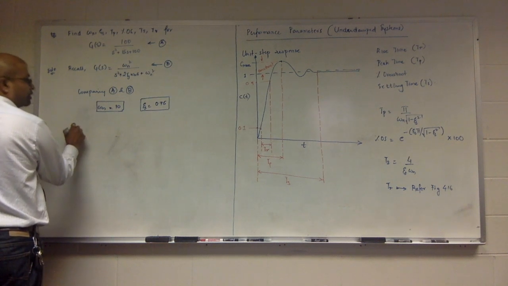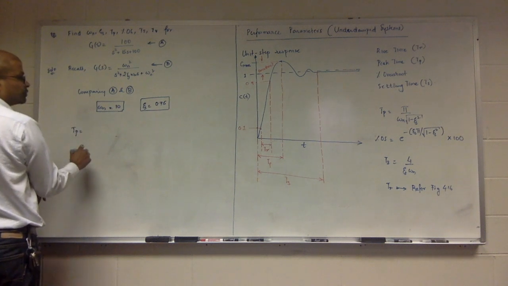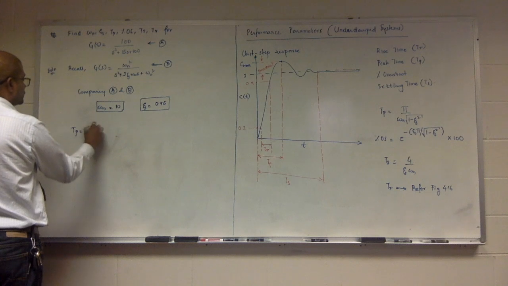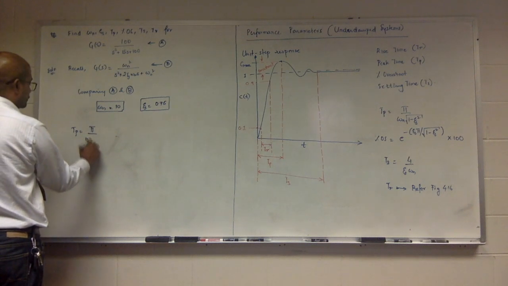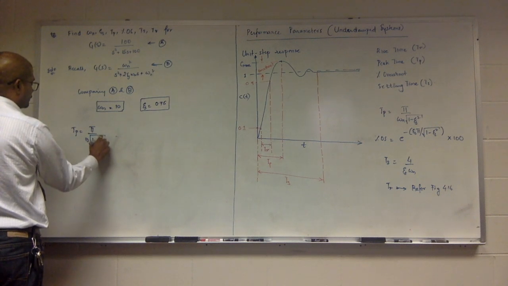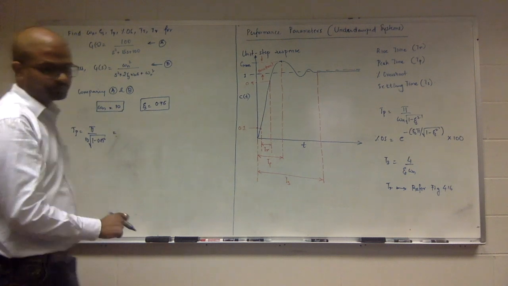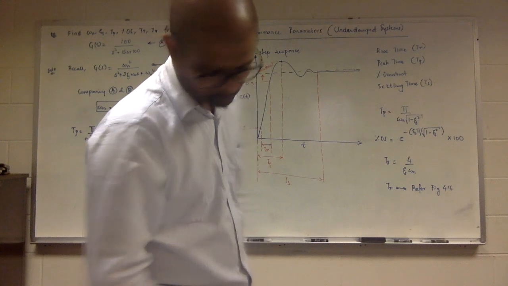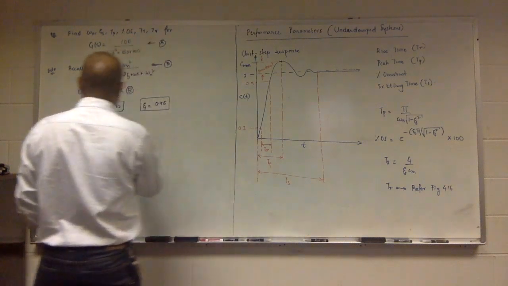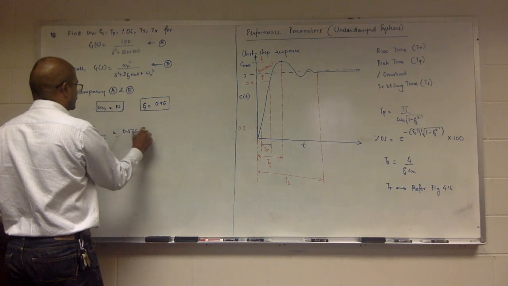Now, how do you calculate TP? It is pi over 10 root of 1 minus 0.75 squared. And the value here is 0.475 seconds.